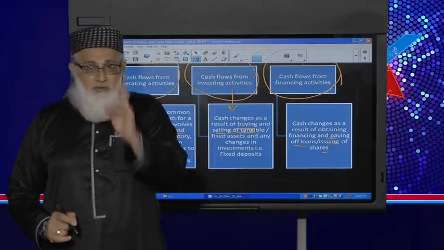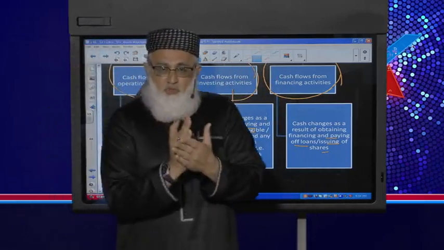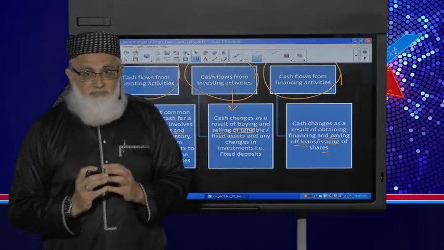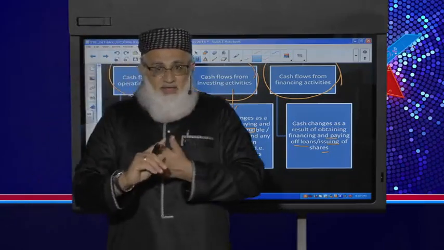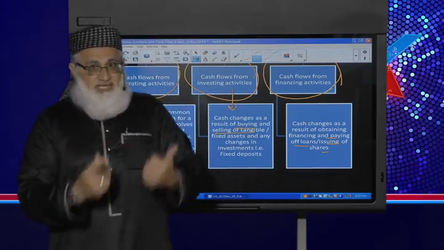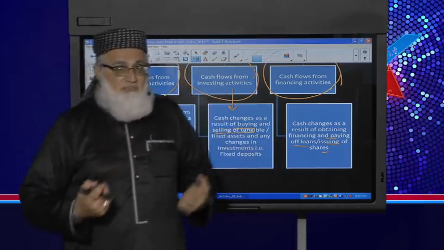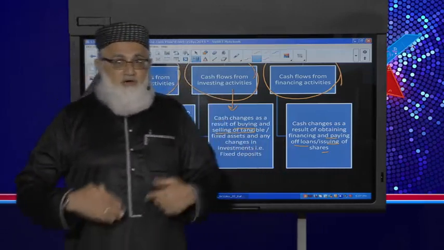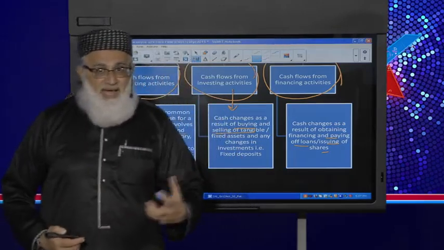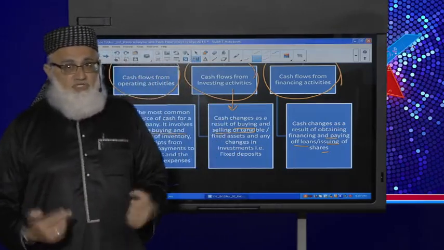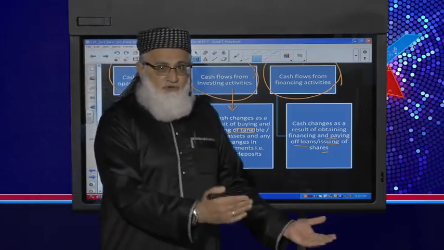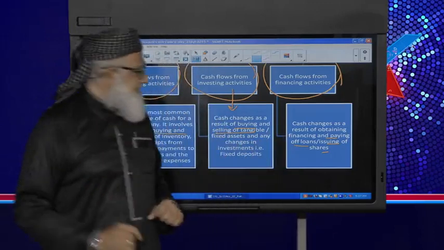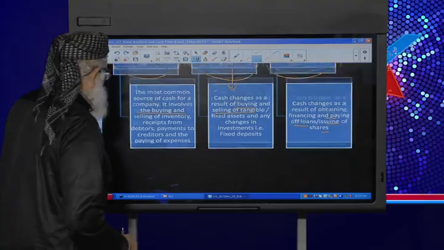Please, grade 12s, make a point, make a mental note. When I'm looking at my ordinary share capital, I'm looking at one, the issuing of shares, which is a receipt, obviously, I'm receiving money. And number two, the repurchase of shares, where we are buying our shares back from shareholders, obviously an outflow of funds. Keep that in mind. Right, let's go further.